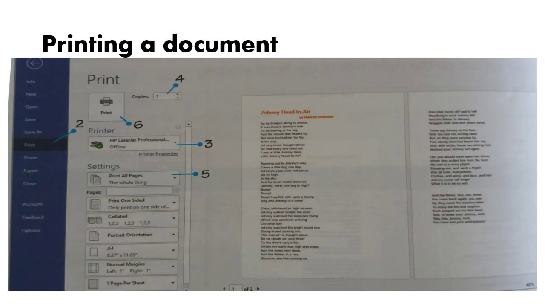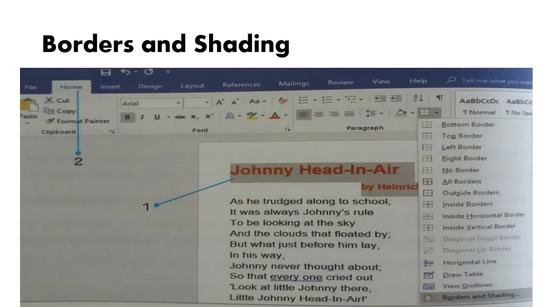Under the Settings section, click the arrow next to Print All Pages to choose any given option. After selecting the type of printing option, click Print.